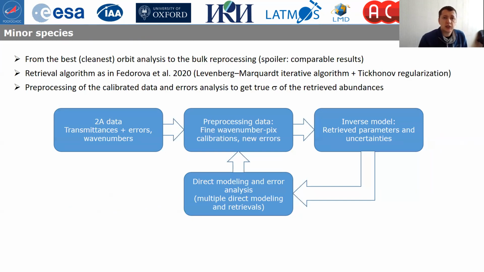So for other species, in two words, what is being done? Previously, we were checking only the best, I mean the cleanest orbits with the smallest dust load, to get the best sensitivity. Now we're using bulk reprocessing of everything, just to check whether some species, like HCl, can be present and then disappear. The retrieval algorithm is based on Anna Fedorova's work, described in the paper of 2020 and references within. It's Levenberg-Marquardt, 8 iterations, and then a Tikhonov regularization to make everything smoother.